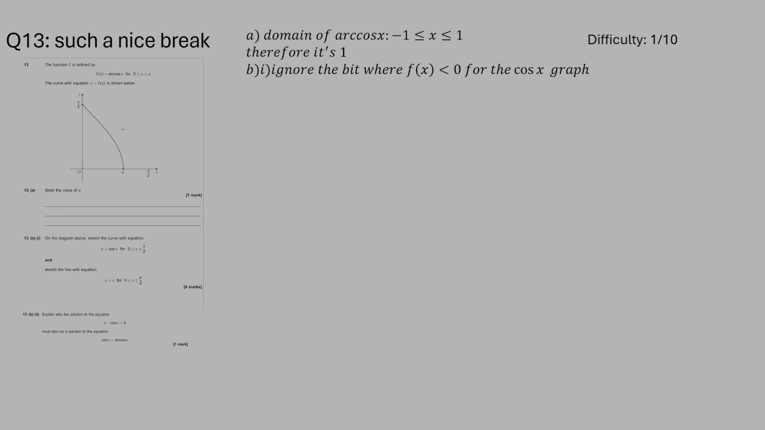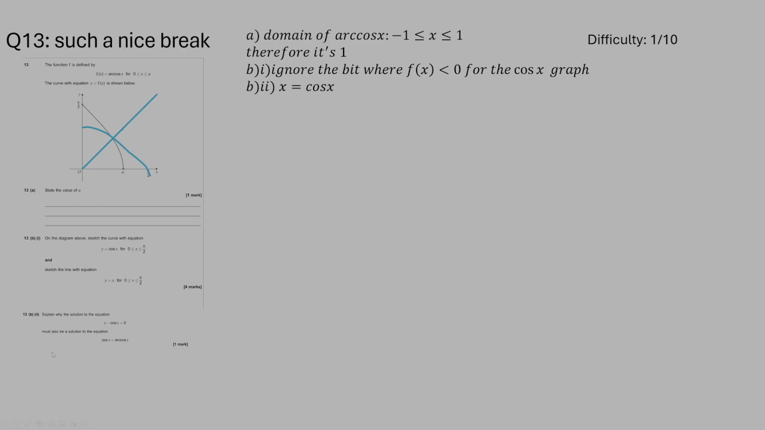Alright, for B, you just have to draw these curves. The only thing that the examiners really care about is that the curves intersect at the same point. So we have this cos curve here, and we have this y equals x curve here, and they all intercept at this point here.